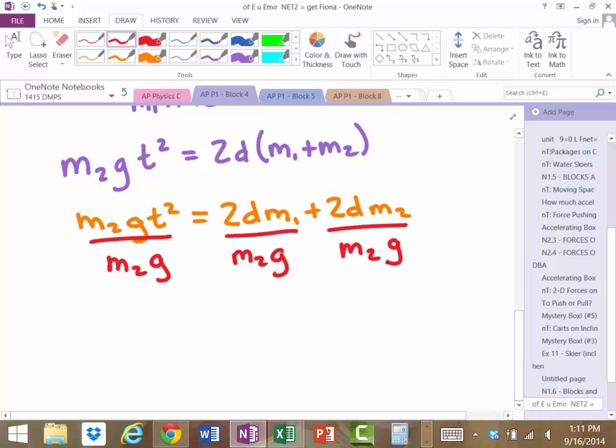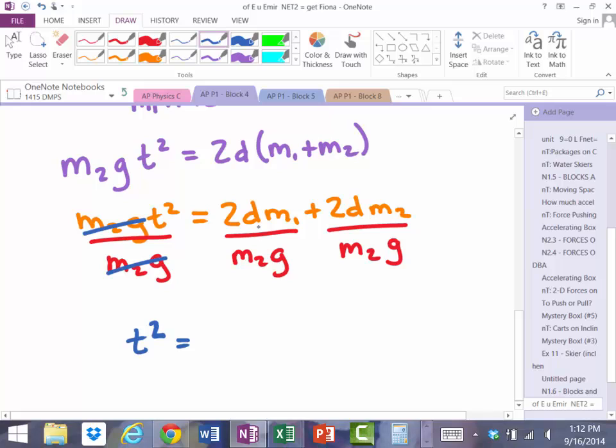Wouldn't the 2dm1 plus 2dm2 all be over the same m2g? Yeah, but I don't want it to be. Let me show you why. So these guys are going to go away, and I've got t squared on this side.